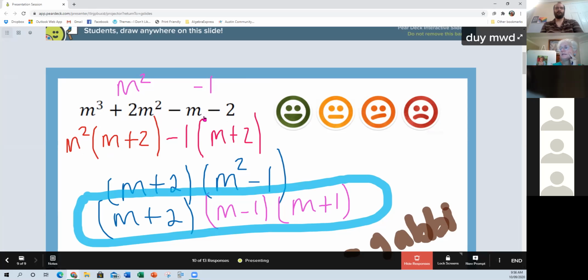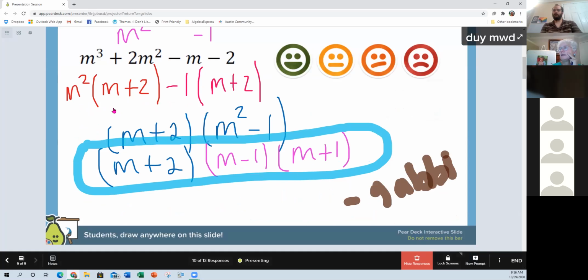And then she grouped the second set of numbers, the negative m minus 2. And remember that negative, whatever sign is there comes down. That's what's going to be right here. And so she factored out a negative 1. And negative m divided by negative 1 is m. And negative 2 divided by negative 1 is 2. So now she said, okay, now they both have an m plus 2 in common. So she factored out the m plus 2. And she had m plus 2 times m squared minus 1.